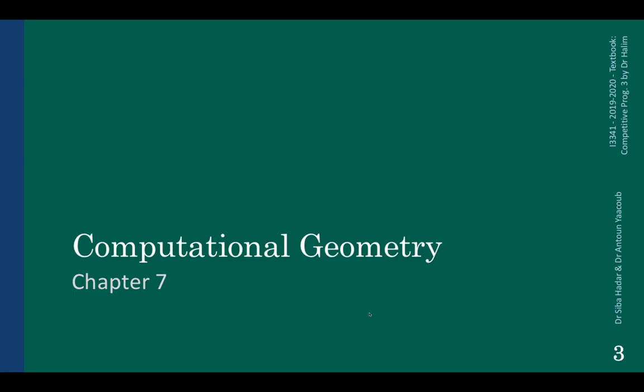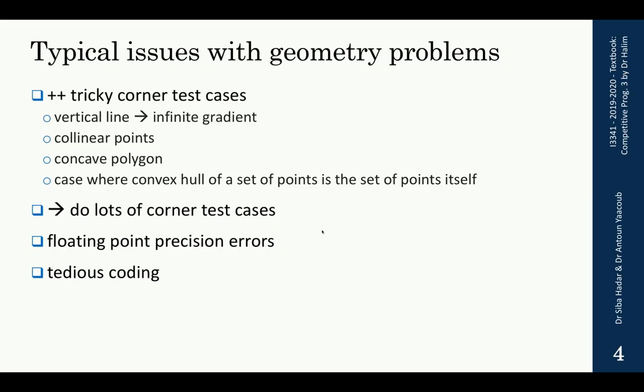Now we will see Chapter 7, Computational Geometry. Typical issues with geometry problems: you have to do a lot of tricky corner test cases. You have to check, for example, a vertical line because it has an infinite gradient. Before calculating anything over polygons, you have to check whether the points are collinear. You have to check if a polygon is a concave polygon because maybe some procedures won't work.